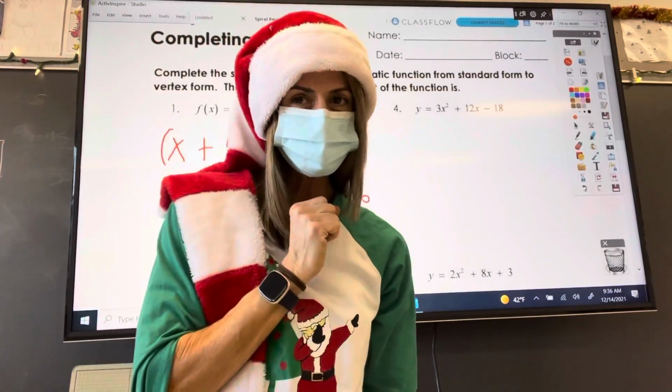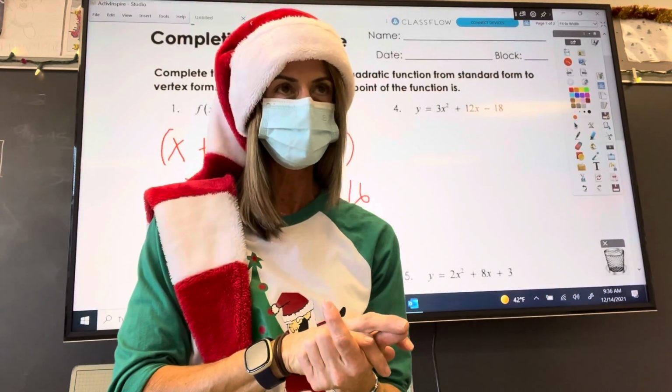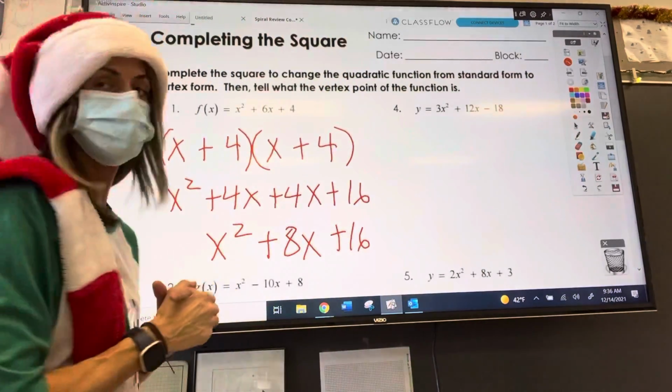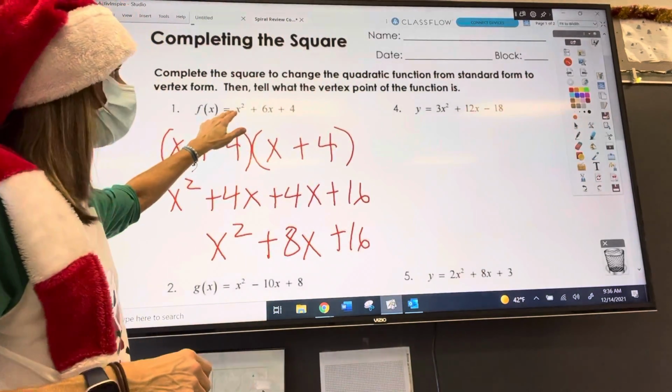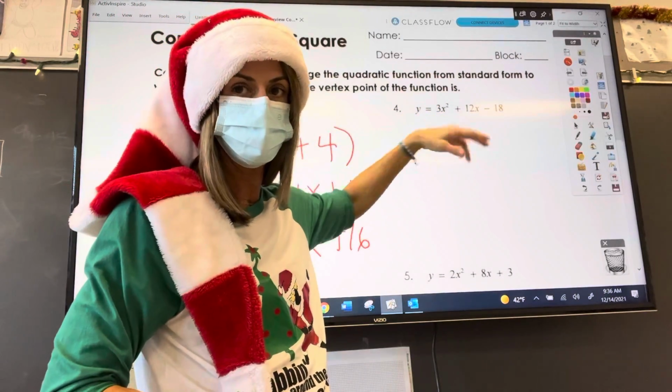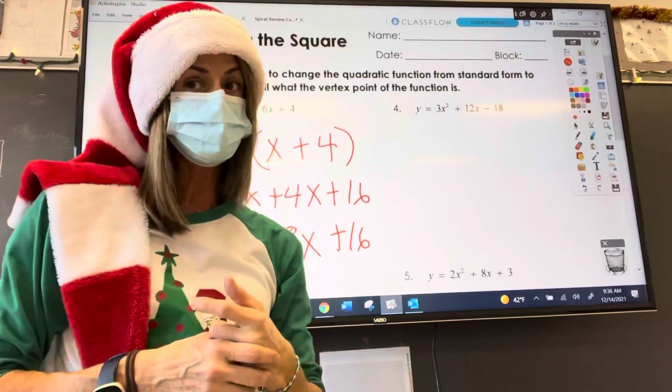All right, welcome viewers. We are going to be learning completing the square today in pre-cal. So we're going to do two problems for you. The first one is going to have an a, or a leading coefficient for x squared, of 1. And the second problem is going to have a leading coefficient of something other than 1, which gets a little bit more complicated. So we'll go ahead and start.